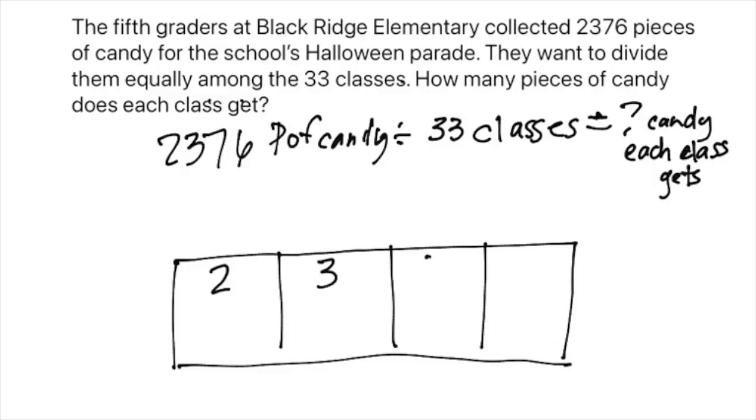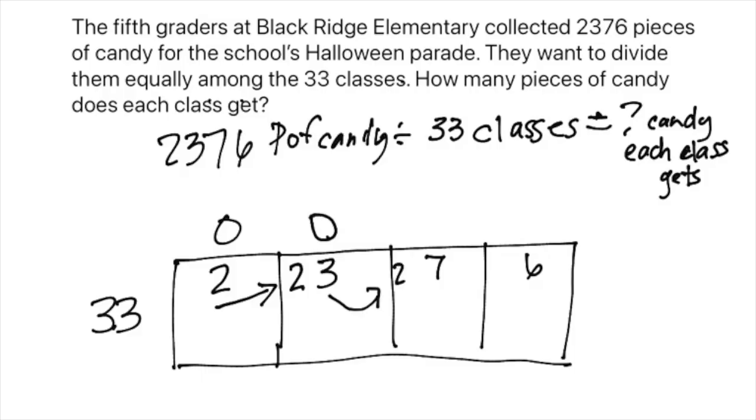So 2, 3, 7, 6. We have 33 pieces. So I'm going to look at it, and 33 cannot go into 2. So I'm going to bring the 2 over to the 3. 33 cannot go into 23. So then I'm going to take the 23 and I'm going to move it over to the next place value. 33 can go into 237. So I've got to estimate. So I'm always going to start with 33 times 5. 3 times 5 is 15. Carry the 1.